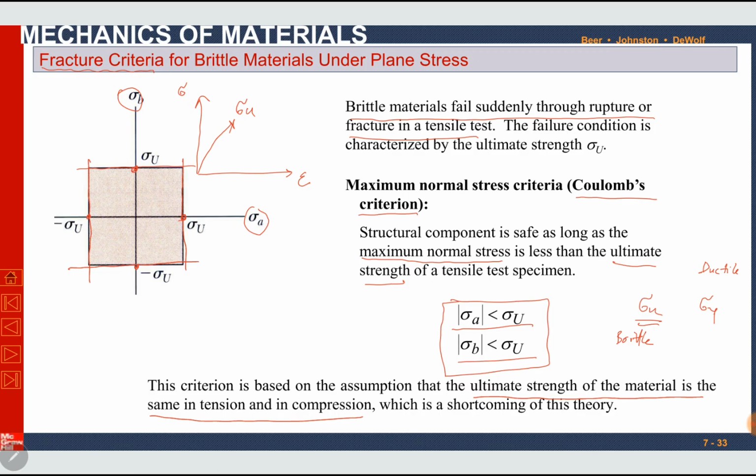In reality, the tensile ultimate strength and the compressive ultimate strength of brittle materials are not the same. Brittle materials have higher compressive ultimate strength as compared to tensile ultimate strength, because the materials already contain micro cracks or nano cracks, nano flaws, and when we compress them, the cracks close and the material is stronger as compared to its strength under tensile loading. When we put material under tension, the cracks open and the material fails earlier as compared to the compressive load. So this theory is not applicable to materials under compression loading. So there is a drawback.